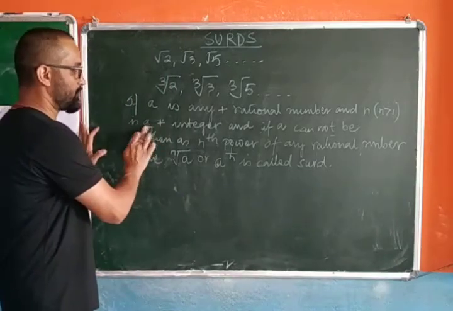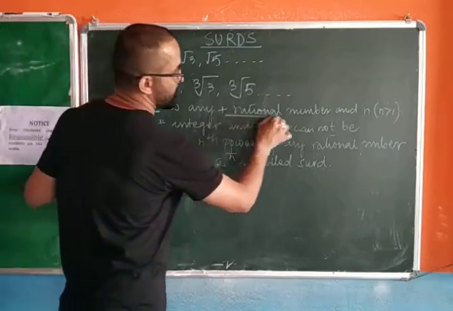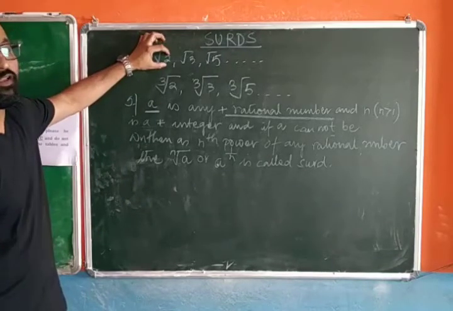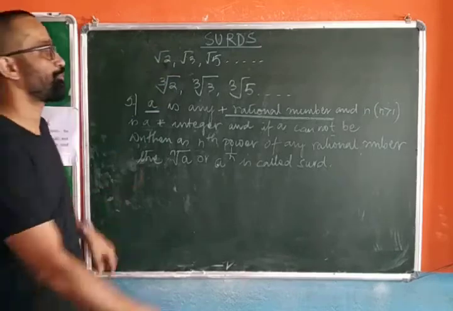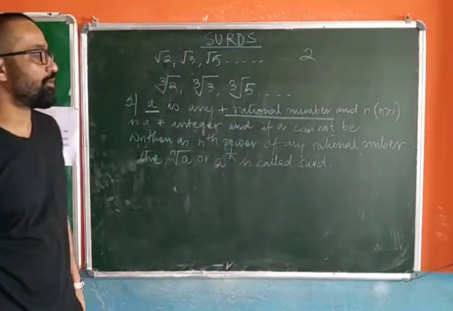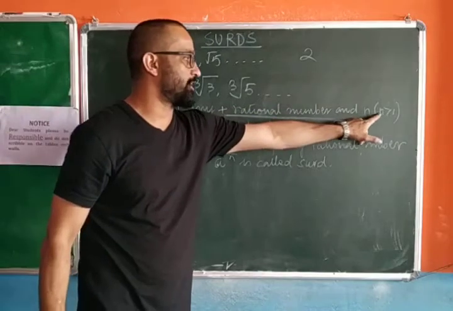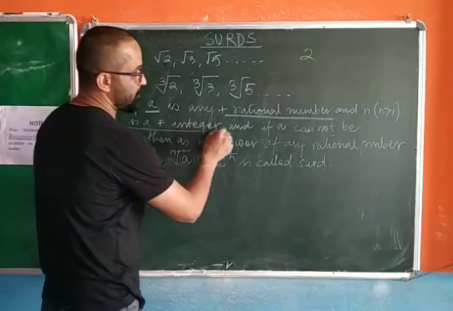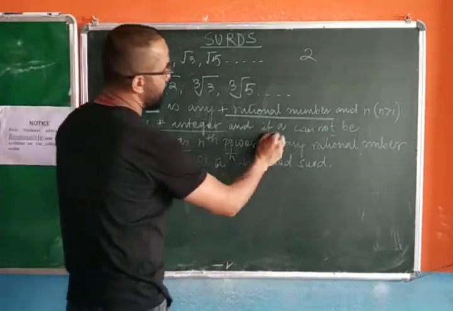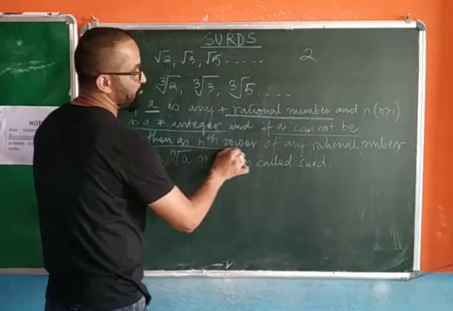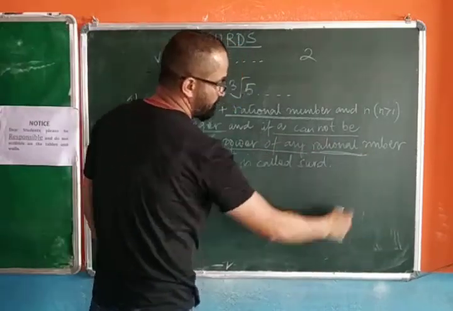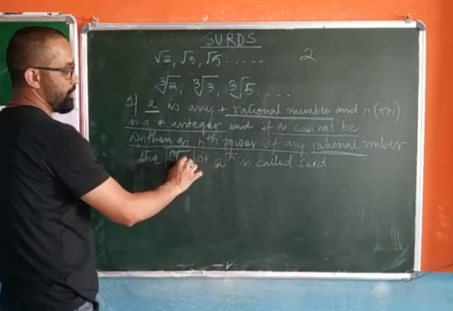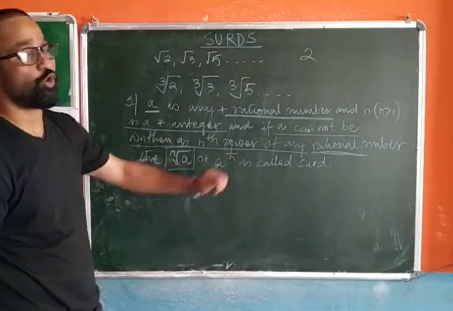a is a positive rational number. So if you look here, the number which you have under root 2 is a rational number. n is greater than 1. It has to be greater than 1, a positive integer. And a cannot be written as the nth power of any rational number, then nth root of a is considered as a surd.